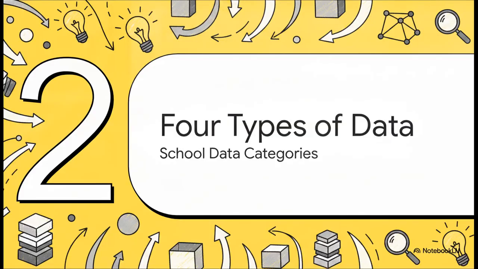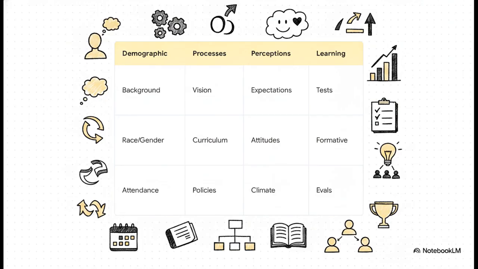Moving right along to Section 2, 4 types of data. Let's break down the categories. Basically, school data falls into 4 main buckets. You've got demographic data for context, processes for your programs and policies, perceptions for school climate, and student learning for performance. Pretty much every piece of data you collect lives in one of these 4 columns.